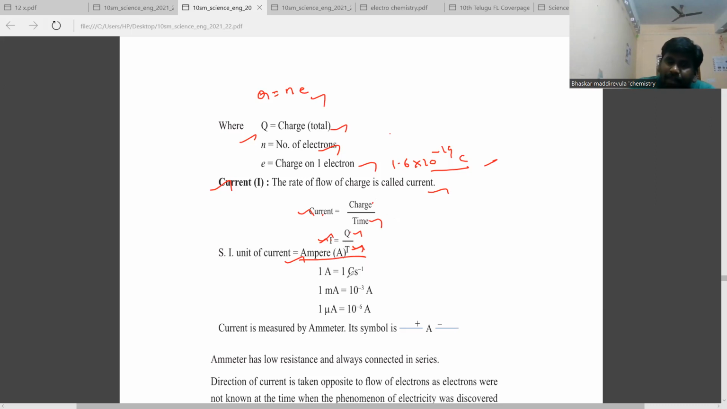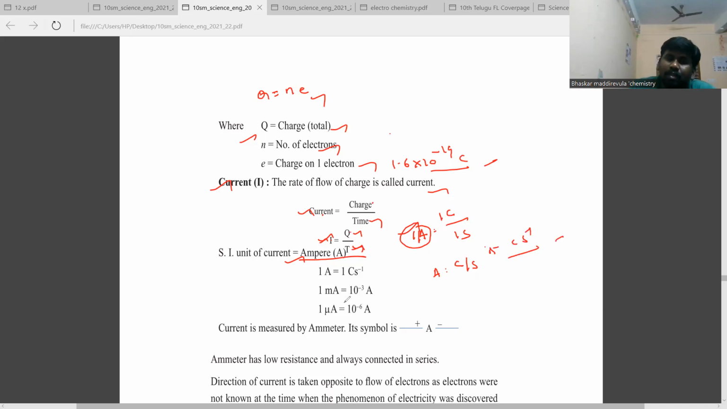The SI unit of current is ampere, and you have to keep in mind 1 ampere. The current becomes 1 ampere if charge equals 1 coulomb and time of flow equals 1 second. Suppose 1 coulomb of charge flows through the conductor in 1 second, then the current through the conductor is equal to 1 ampere. You can also express it as ampere equals coulomb per second, or coulomb second inverse.